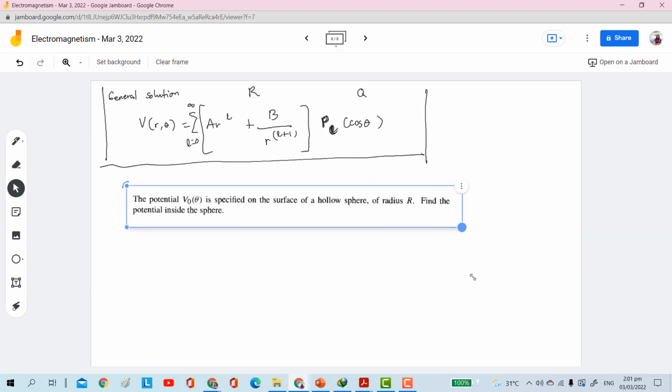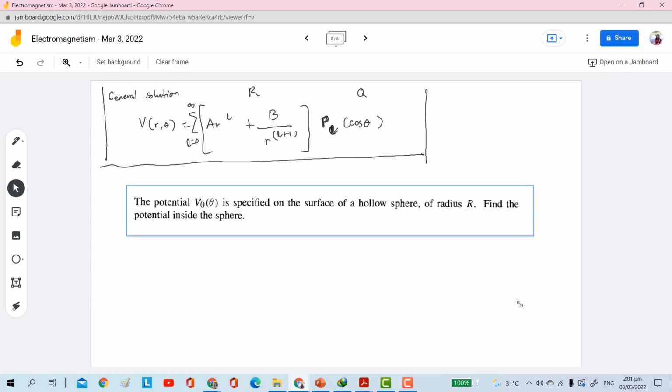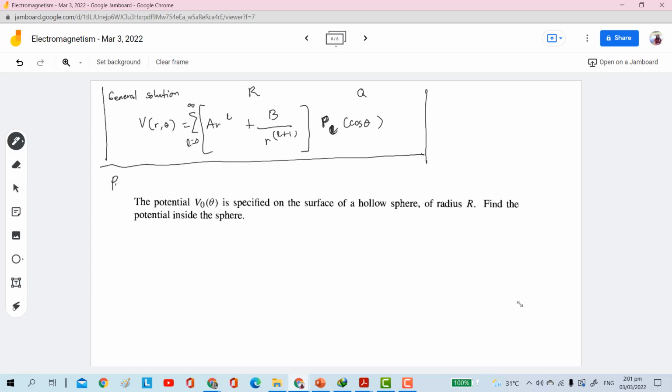Okay, so this problem. The potential V naught is a function of theta. No, V naught is a function of theta. It is not a constant. Kini siya nga problem, dili siya constant. It is a function of theta.